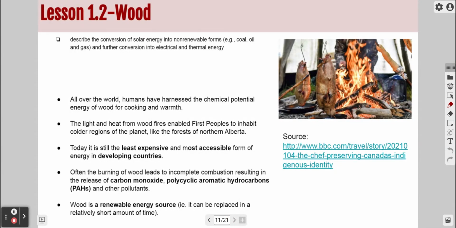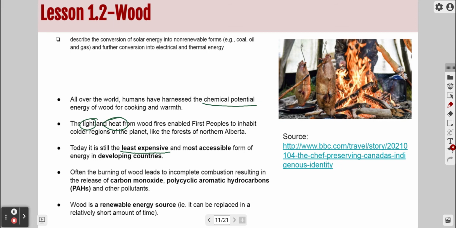So first off, wood is probably the most well-used type of fuel. You've probably all had a campfire. Humans have been harnessing this chemical potential energy in wood for a long time to cook and for warmth. The light and heat has kept us and enabled the First Nations people to inhabit all these regions around the world. Especially in Alberta, especially northern Alberta, northern Canada. And it's still today one of the least expensive and most accessible forms of energy in developing countries.